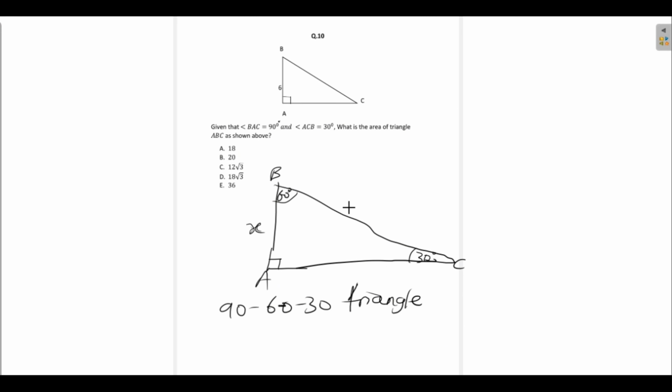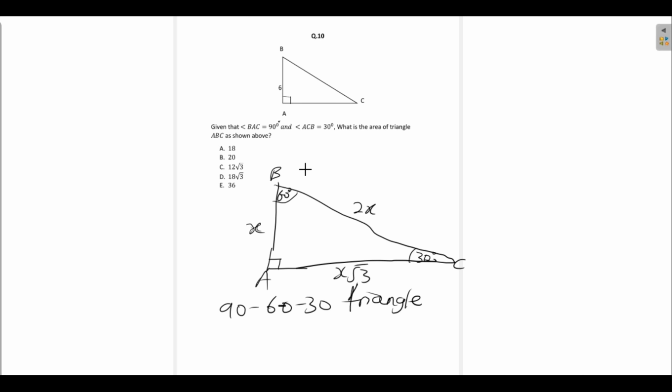And then the hypotenuse, we label it as 2x, or 2 multiplying x. Then the adjacent, or the side that is opposite to the 60 degrees angle, we label it as x root of 3. So with these three sides, you will be able to find whatever you are looking for.